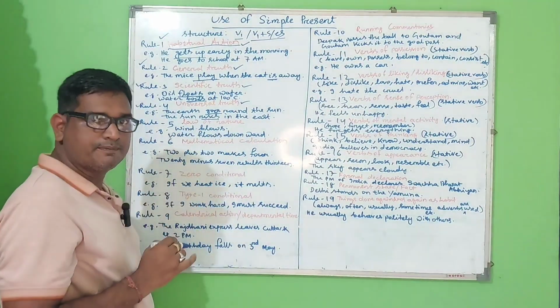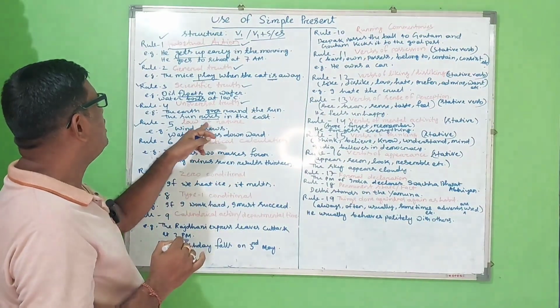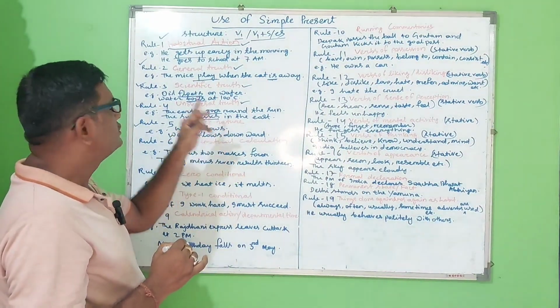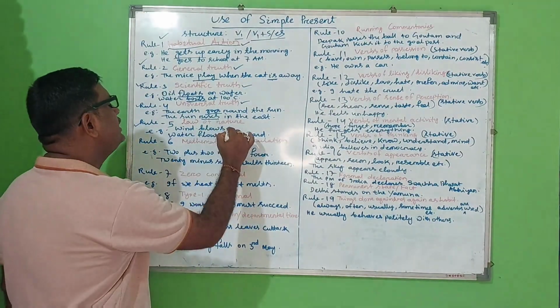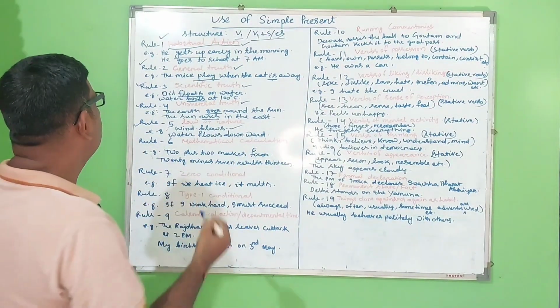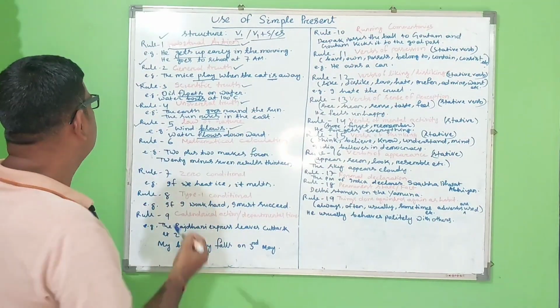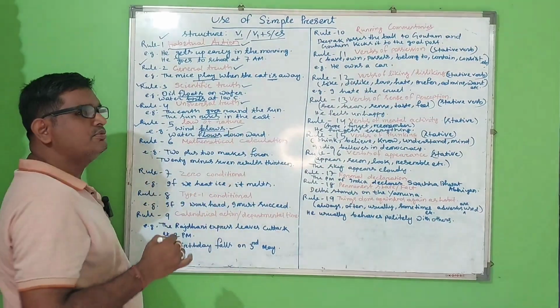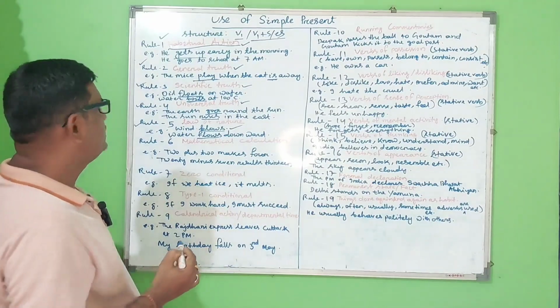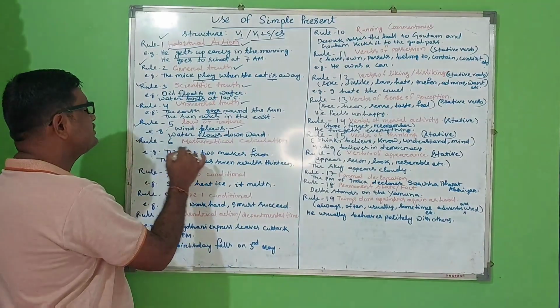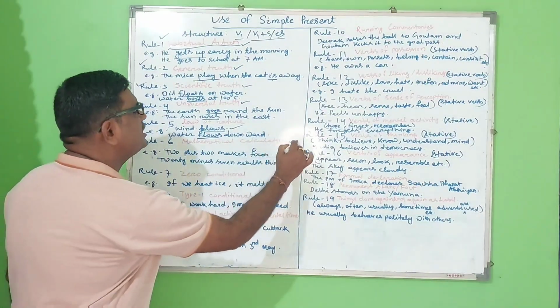Law of nature. When we express law of nature, we use simple present tense. Clear? Wind blows, it is law of nature. Then water flows downward, it is also law of nature. So to express law of nature, we use simple present tense. Then rule number 6, that is mathematical calculation.